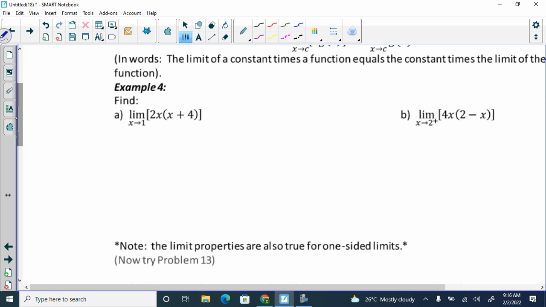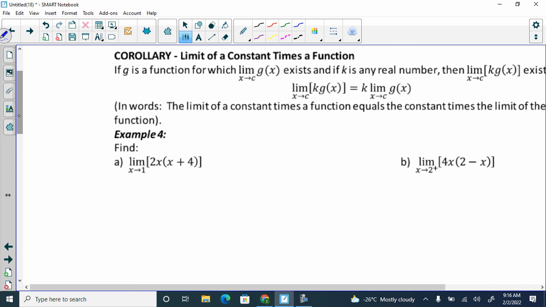This one says the same, that if you have a coefficient in front, you can take the coefficient and drop it in front of the limit and then just find the limit. So you could take this 2, drop it in front, and then just find the limit of x times (x plus 4).